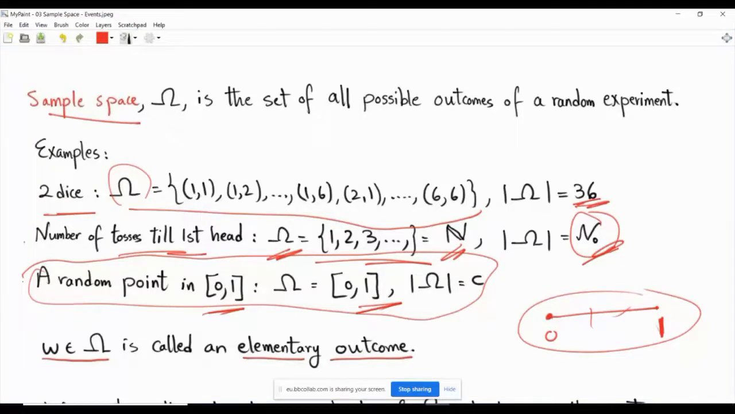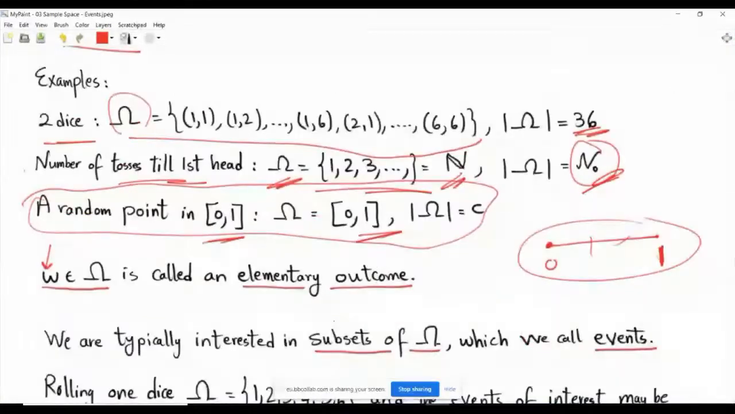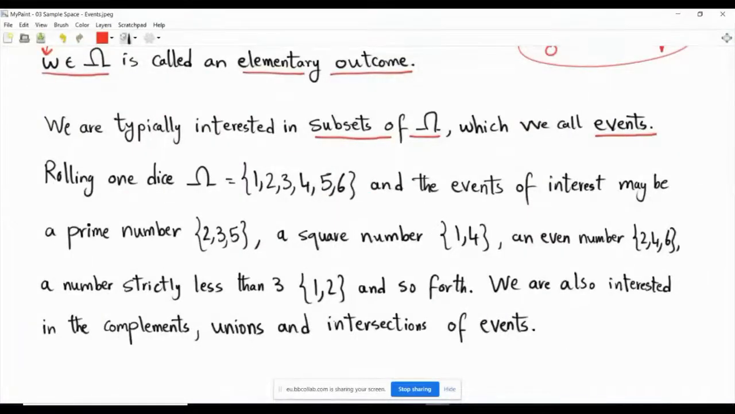So the elements of big omega, typically each element of big omega is denoted by small omega, and it's called an elementary outcome. Okay, so the set big omega, which is the sample space, any set, it has subsets. We are typically interested in subsets of big omega, and those subsets are called events. So formally speaking, when we say event in probability, we are talking about a subset of big omega, a subset of the sample space.